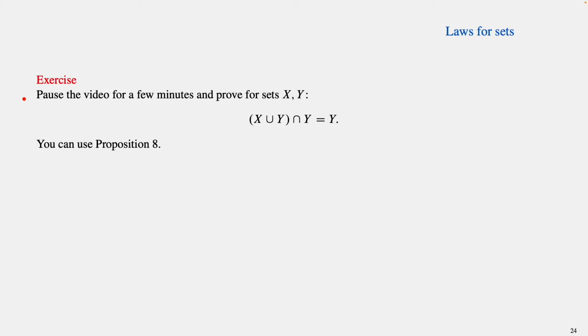Now, it's your turn again. Pause the video for a few minutes and prove for two sets X and Y that the union of X and Y intersected with the set Y just gives you the set Y again. And you can use the distributivity law from proposition 8 for this. Please give it a try.